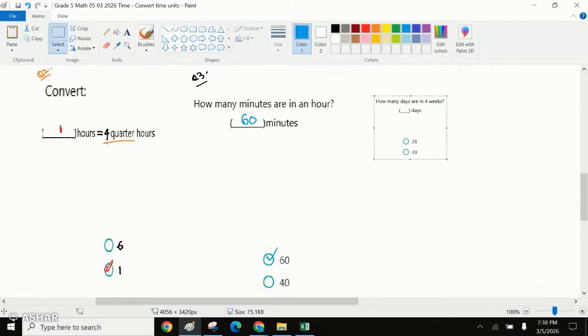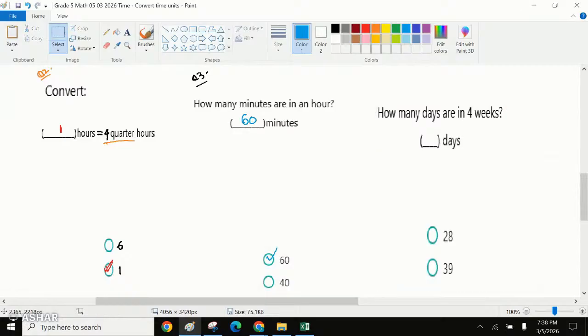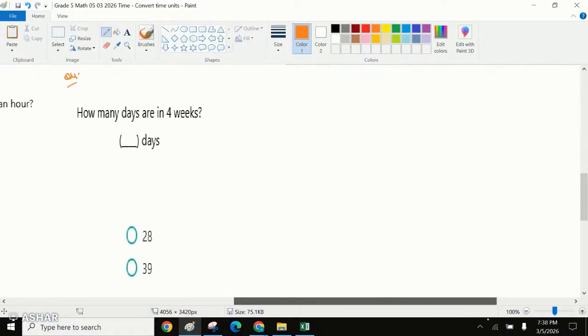How many days are there in a week? In 4 weeks. The number of days in 4 weeks.